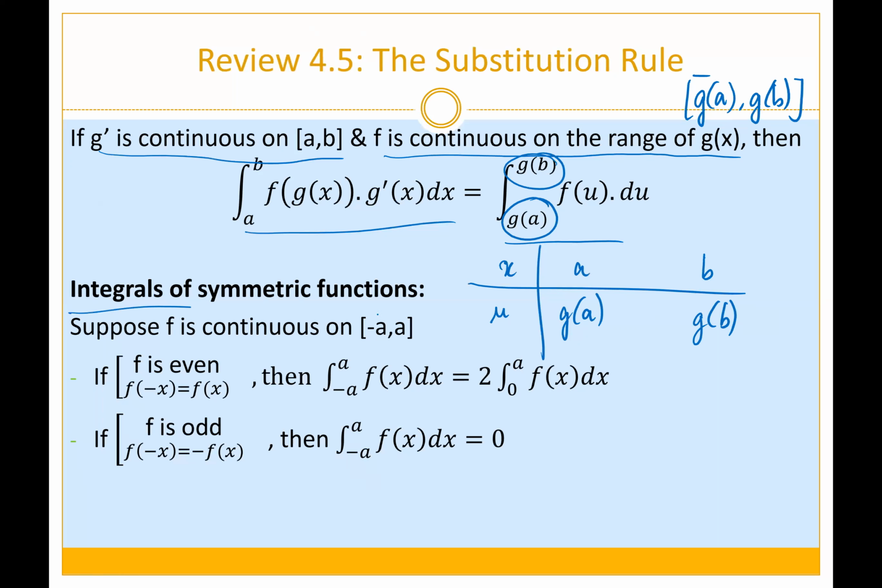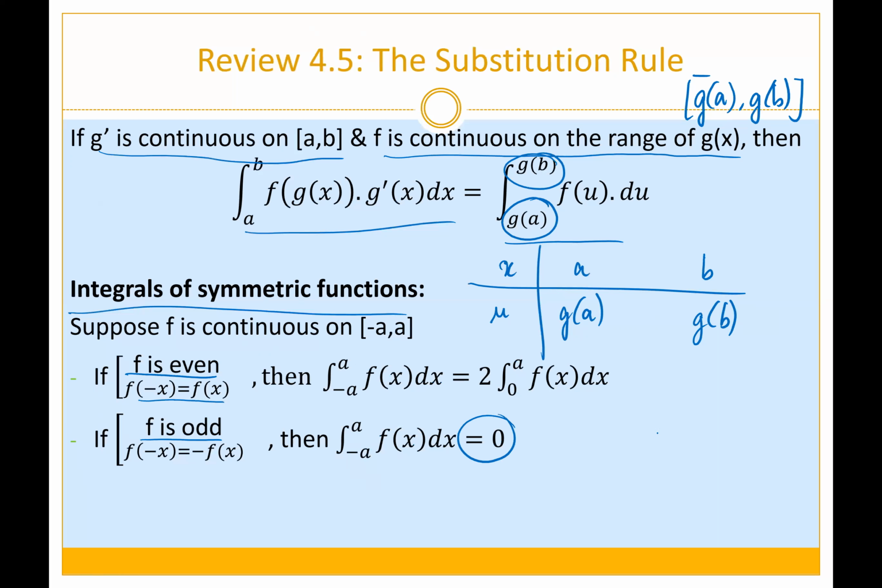We also have a theorem about integrals of symmetric functions. If f is even, which we can check by taking f of negative x, and if it's equal to f of x, then the integral from negative a to a of f of x dx is going to be twice the integral from 0 to a of f of x dx. Similarly, f is odd if f of negative x is equal to negative f of x, and then the integral from negative a to a of f of x dx is going to be 0.